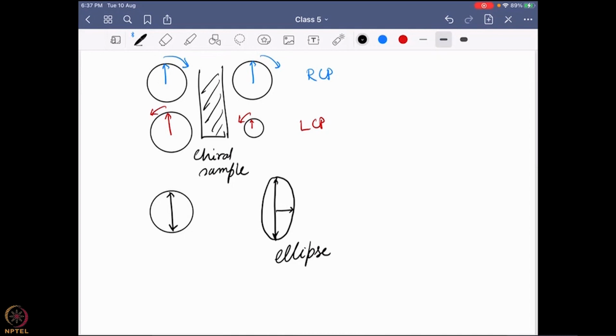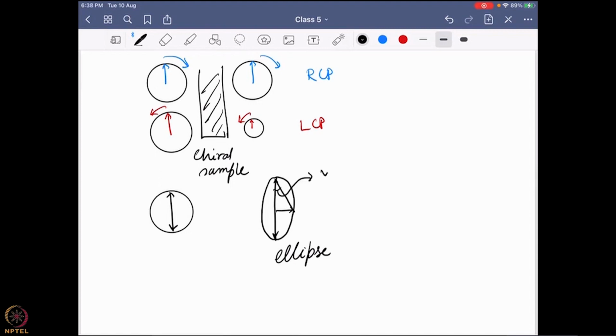Previously, for the optical rotation, one of them was moving faster than the other because it was interacting with one of them and slowing it down. Over here, it is much more direct. It is absorbing one more than the other. Over here, it is absorbing the LCP more than the RCP. And that is why the LCP light lowers in amplitude, and that is why it ends up in an ellipse.